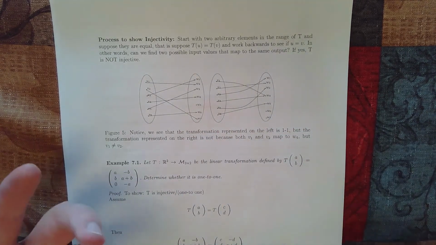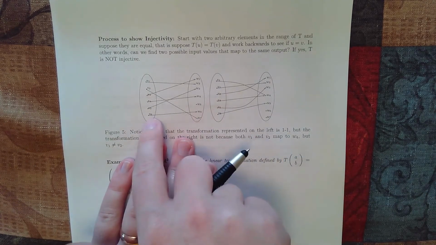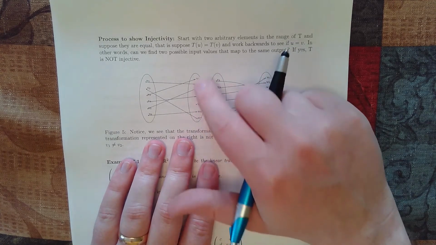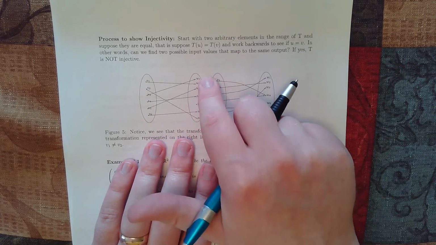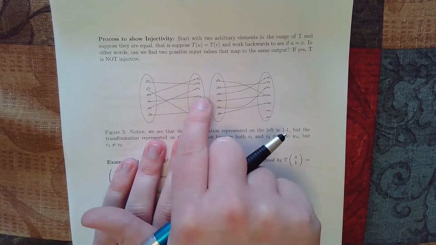So here's a bit of a visualization. Suppose this is our domain and this is our range. If we look at the range here, for every single output that we manage to get to, there's only one input that goes there. If I have W1, I know it came from V3. If I have W2, it came from V1.